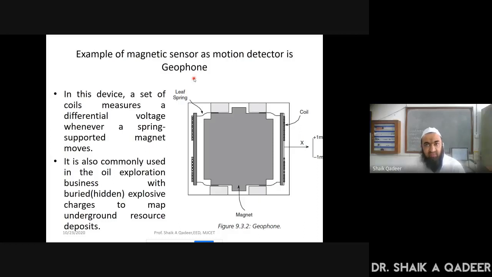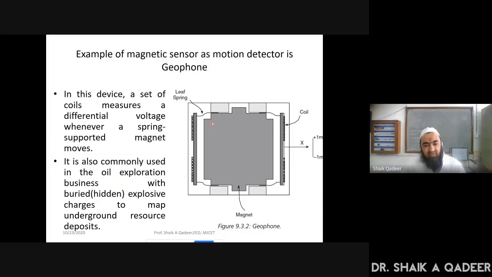Then you need to start from Faraday's law principle for making a magnetic sensor. Give that relation, show that setup, come to a conclusion that V is given by minus WB into dx by dt. After that, you can give this particular point, which confirms that the setup can be called a geophone. So what is a geophone? In this, a coil measures a differential voltage, which is what we were just talking about, whenever a spring-supported magnet moves. So here a magnet which is spring supported gets displaced, and this displacement we actually want to find out, which is called a geophone.